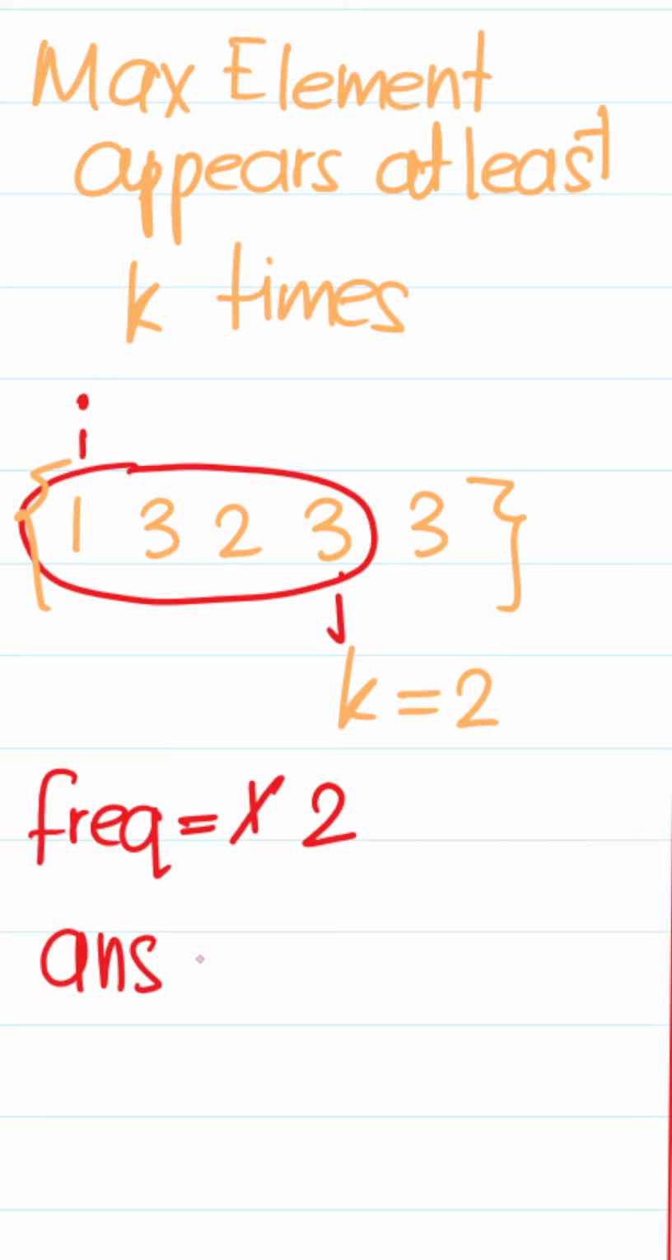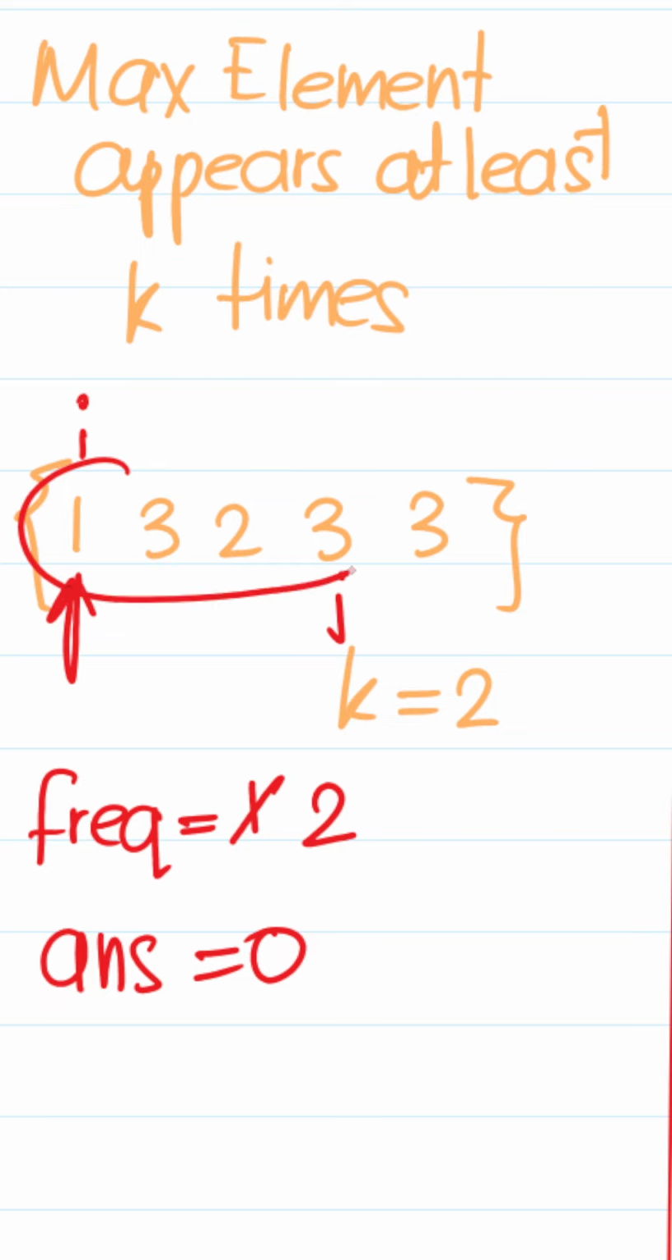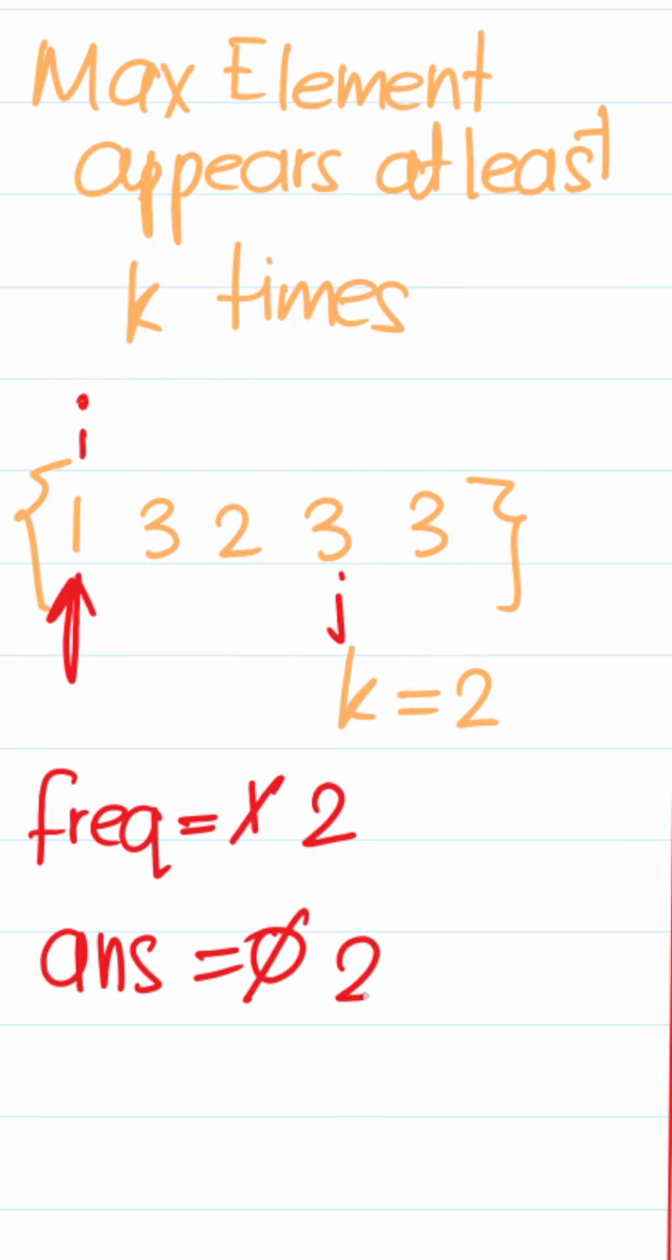Now, what do I need to increment my answer by? Is it just the single subarray wherein the maximum is appearing at least k times? No. By default, in this subarray, starting from i and ending at j plus 1, if I have k times 3 over here, I will have k times 3 over here as well, isn't it? So I need to increment my answer by 2 rather than by 1.